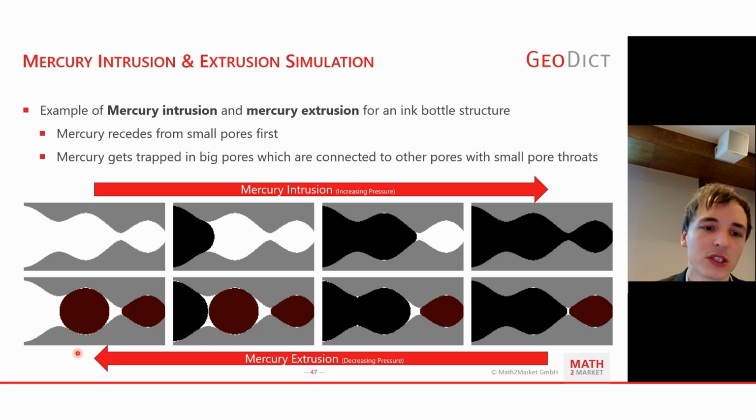Looking at the procedure in 2D, we have the same behavior. You increase the pressure until all of these 3 pores are saturated, and by releasing the pressure, some parts of the mercury are trapped within the pore space, and all but the larger ones are released.